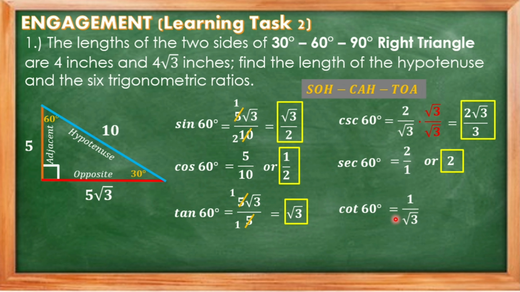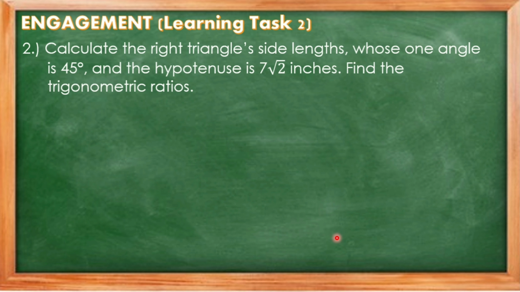Okay, so rationalize natin para maalis yung radical. Multiply natin sa the square root of 3. So, our answer is the square root of 3 over 3. So, next, let's proceed to number 2.